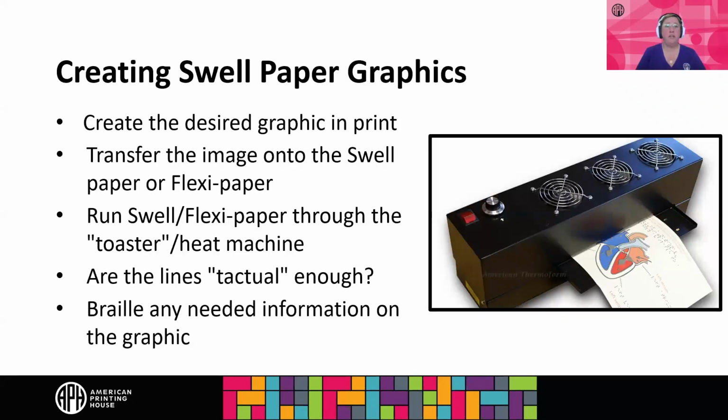For swell paper graphics, you create the tactile graphic in print and then you transfer it to the swell paper or flexi paper, and then you run it through a heat machine, or some people call it a toaster. Some of the things you need to think about is, are the lines tactile enough? Because it does depend on how much heat you've had and how thick the line is. And then you might also need to braille any needed information on the graphic, either digitally or after the fact, depending on what you're using. Again, a POF machine like this might be more expensive than what you might be able to afford in your program.